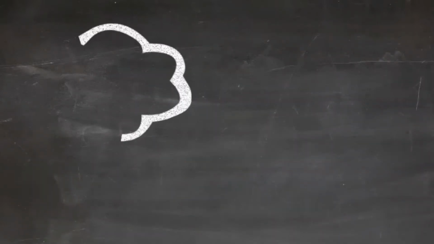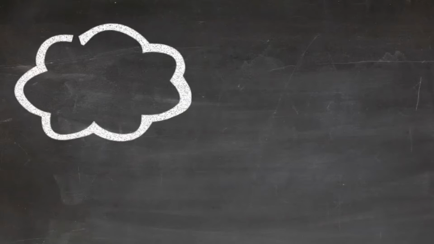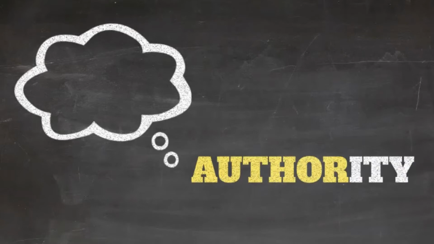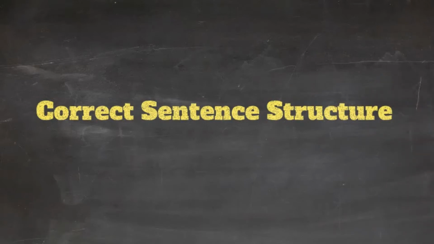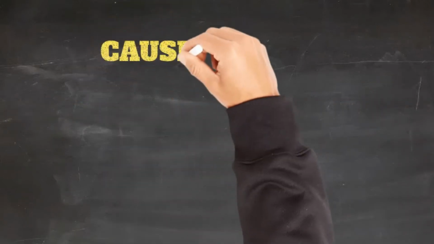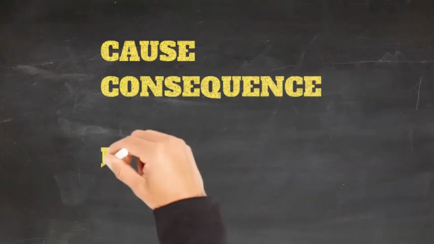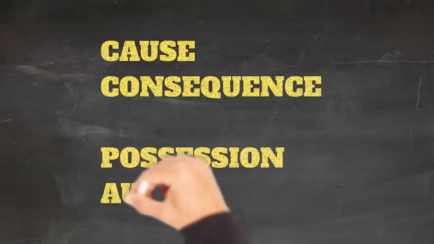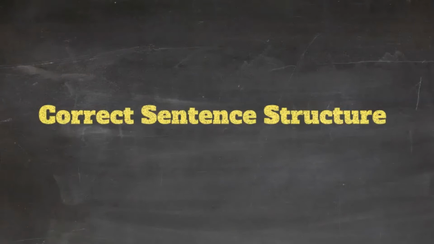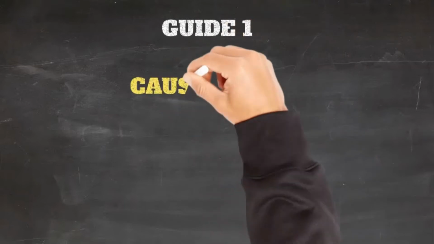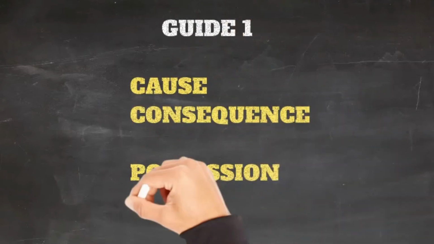Again, naturally, when we convey our thoughts in a written format, with correct sentence structure, we become the authority of that thought, making us the author. So, again, to convey our thoughts in a correct sentence structure, we must show cause, consequence, possession, authority. These are the building blocks to create a correct sentence structure. Guide 1. Cause, consequence, possession, authority.